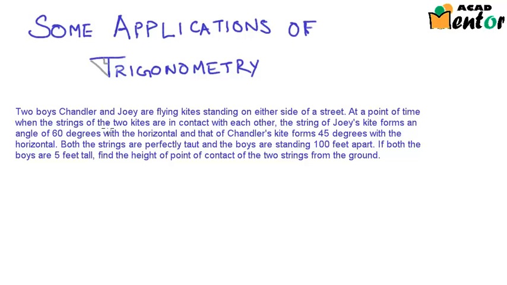of Joey's kite forms an angle of 60 degrees and the string of Chandler's kite forms an angle of 45 degrees with the horizontal. It's given that both the strings are perfectly taut and the boys are standing 100 feet apart. If both the boys are 5 feet tall, we have to find out the height of the point of contact of these two strings from the ground.